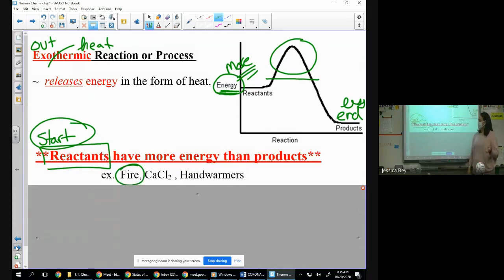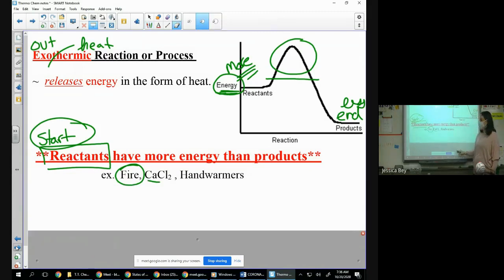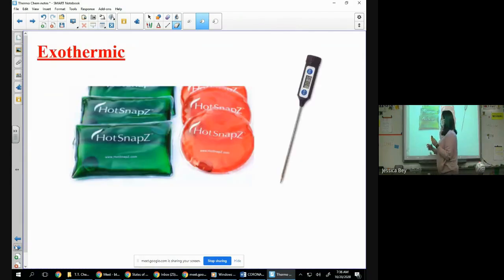You haven't done calcium chloride yet. We're going to do that on Thursday. The other thing that we have, I don't know if you've ever seen these. Have you ever seen these Hot Snaps hand warmers? They're liquid and there's a little crystal inside. And so you can just write fire as your example if you would like.